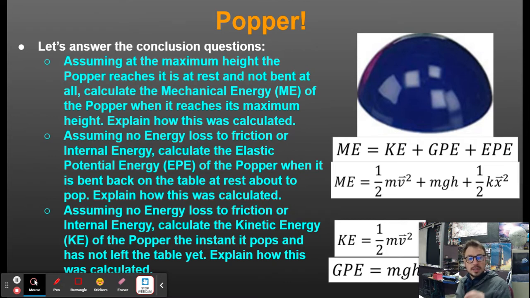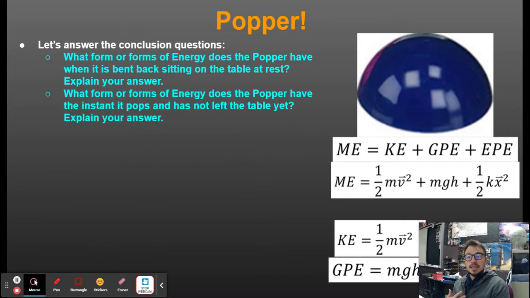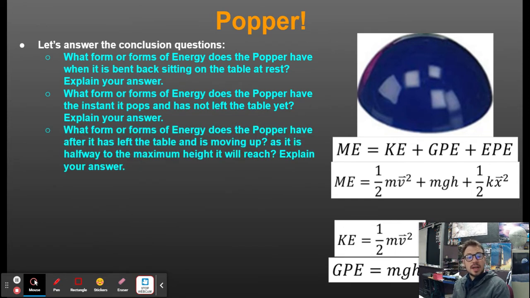You find the gravitational potential energy at the very peak. Well, that's all the mechanical energy. All that mechanical energy is elastic potential energy when it's bent back sitting on the table. And the instant it pops, it converts into kinetic energy. So those are these conclusion questions here. At the very peak, it's not moving, not bent back. It only has gravitational potential energy. When it's bent back sitting on the table, it's all elastic potential energy. The instant it pops, it's all kinetic energy. As it's moving up, it does have a height, so it does have some gravitational potential energy, but it also is moving, so it has kinetic energy.